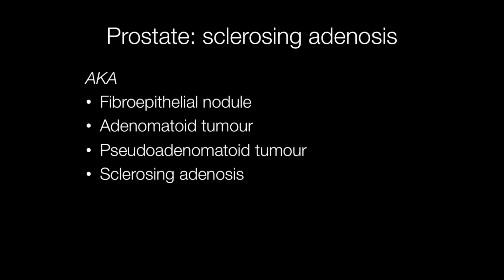Sclerosing adenosis of the prostate is a fairly rare lesion that is important to recognise. Originally it was called a fibroepithelial nodule and adenomatoid tumour, and in fact I had one of these to report a number of years ago and did some immuno to determine if it truly was an adenomatoid tumour, and the immuno pattern indicated it was not an adenomatoid tumour but a prostatic lesion. So I coined the term pseudoadenomatoid tumour. However, that has now been superseded by a rather more useful term, that is sclerosing adenosis.